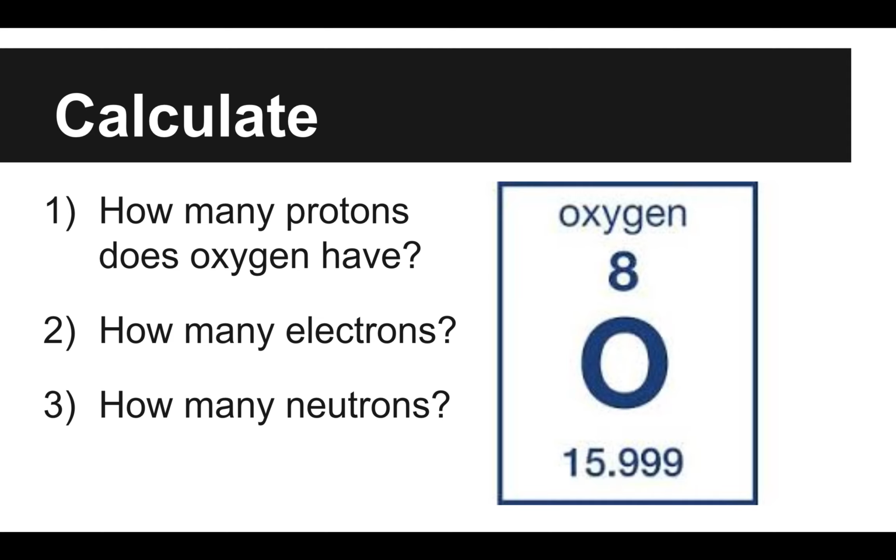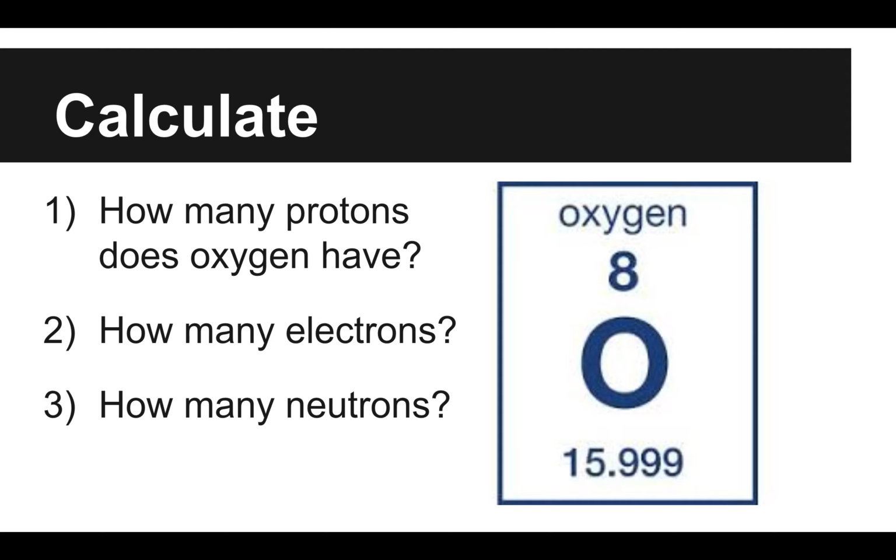Okay, so how many protons does oxygen have? How can we figure that out? Remember, we said the atomic number tells us how many protons we have. Okay, so here we have 8 protons. How many electrons do we have? Well, unless I tell you otherwise, you're going to have an equal number of protons and electrons. So here we also have 8 electrons. But how many neutrons do we have?